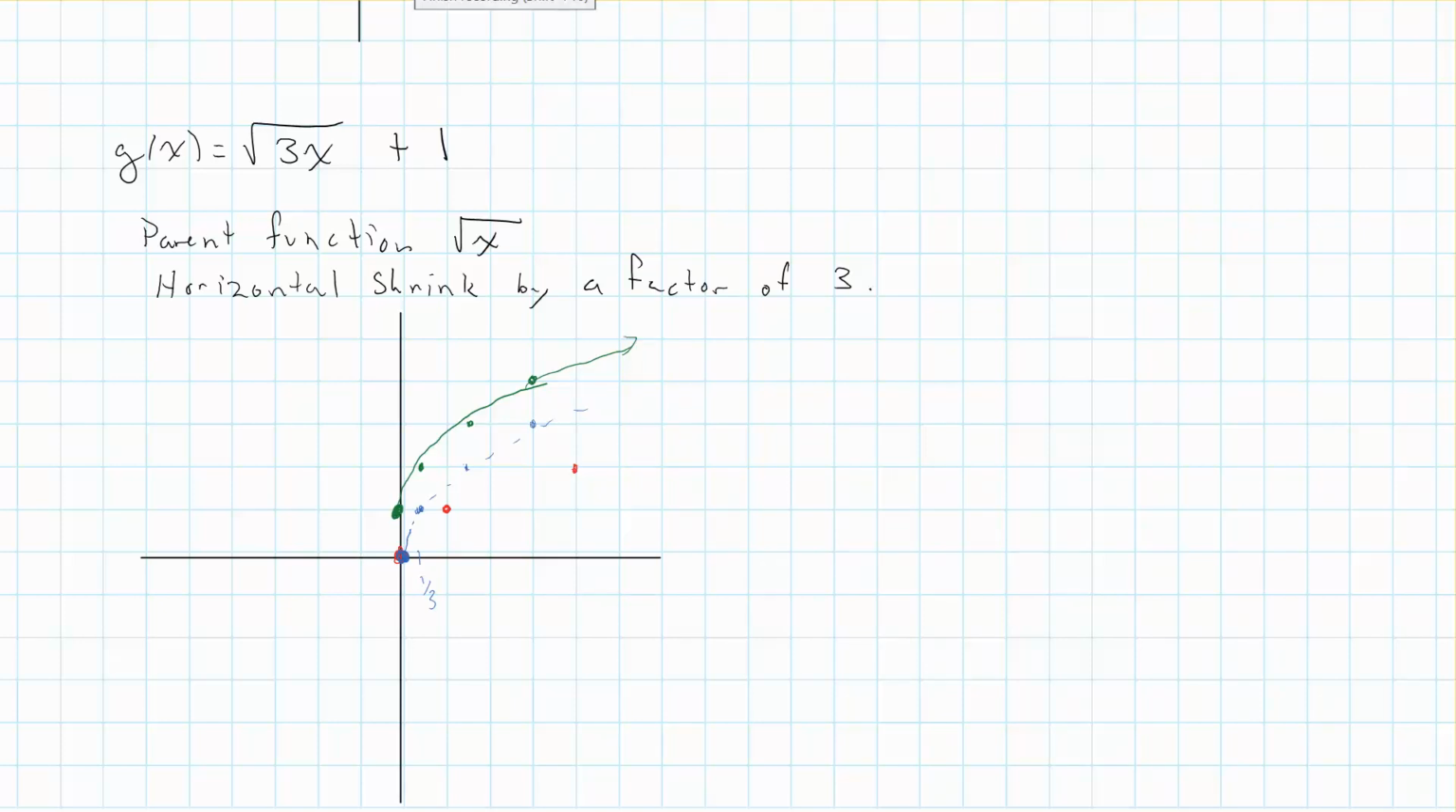So this wraps up our videos on transformations of functions. So quite a bit that we've gone over. We're now going to talk about combining functions after this. This next video we'll be doing is talking about the combination of functions.